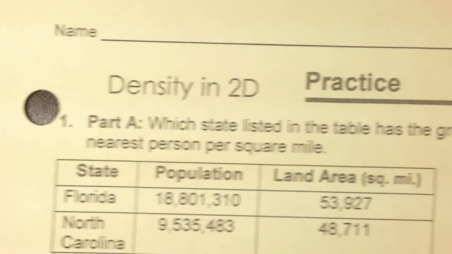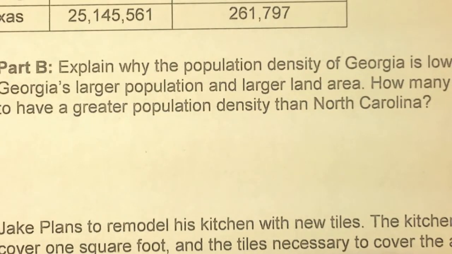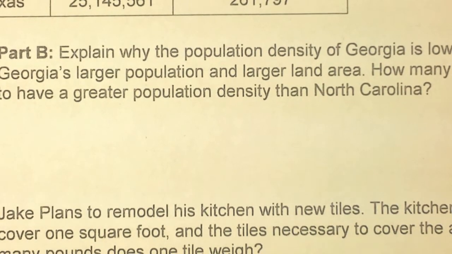So we're on the practice part B. You should have got part A. You should have all your densities by now. It says explain why population density of Georgia is lower than that of North Carolina, despite Georgia's larger population and larger land area. How many people does Georgia need in order to have a greater population density than North Carolina?